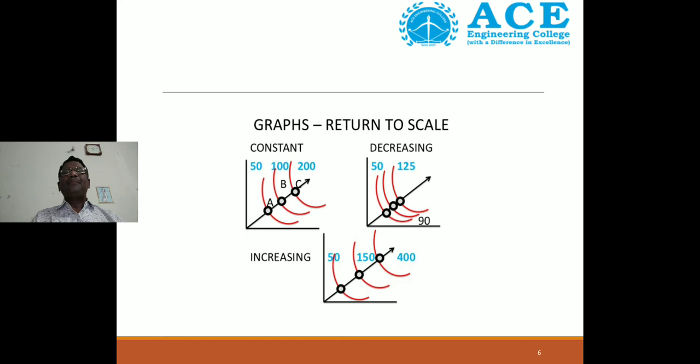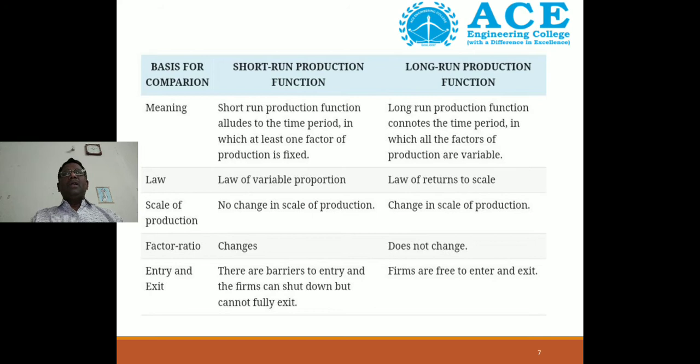Then, so now we discussed the long run production function. In the previous sessions, what we discussed is the short run production function. A short run production function example is the law of variable proportion. The long run production function is the law of returns to scale. Then what is the difference between short run production function and long run production function? We should go individually, one by one.